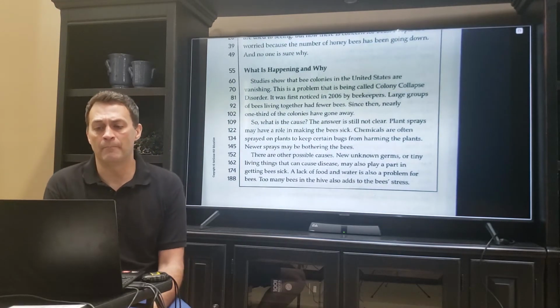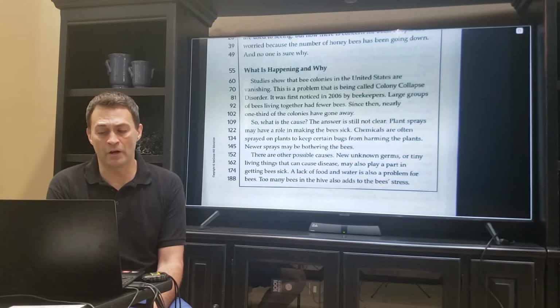Studies show that bee colonies in the United States are vanishing. This is a problem that is being called colony collapse disorder. It was first noticed in 2006 by beekeepers. Large groups of bees living together had fewer bees since then. Nearly 1/3 of the colonies have gone away. So what is the cause? The answer is still not clear.